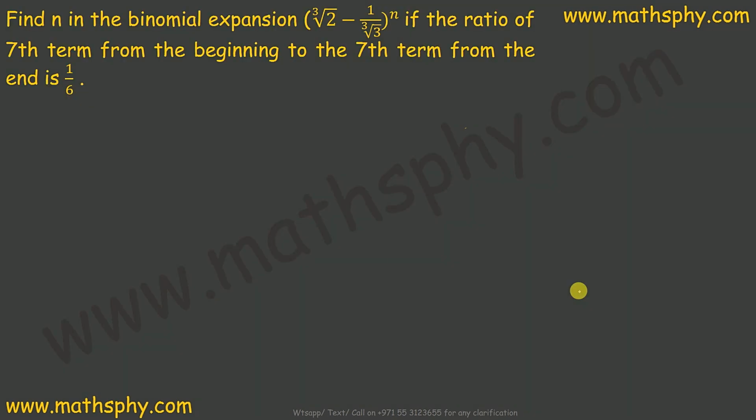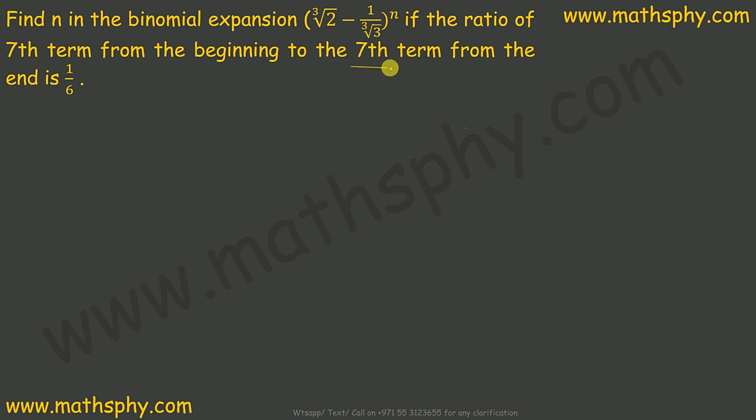This one here says: find n in the binomial expansion, if the ratio of the 7th term from the beginning to the 7th term from the end is 1 over 6. It means the ratio of the 7th term from the beginning and the 7th term from the end of this expansion is 1 over 6. So I put it this way.